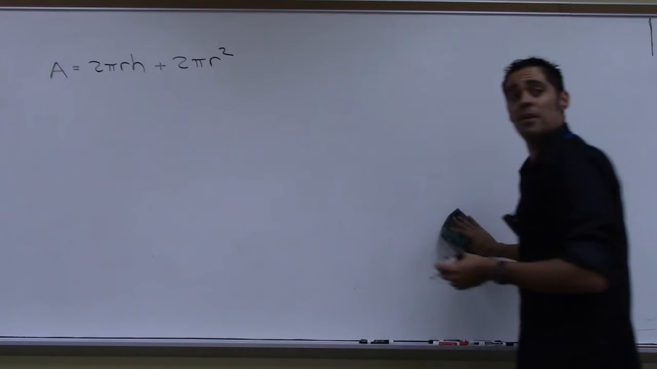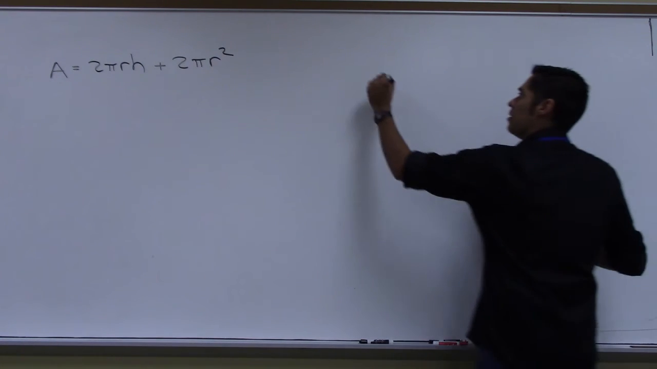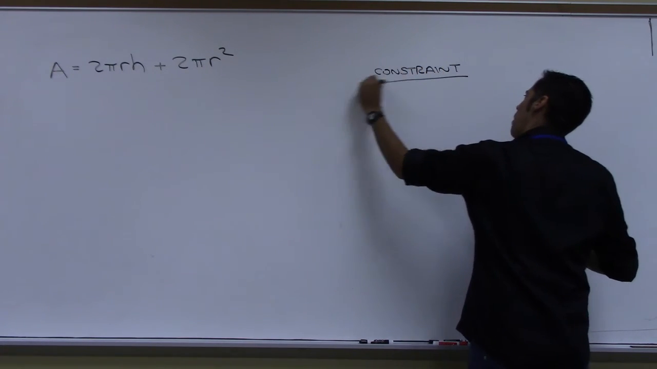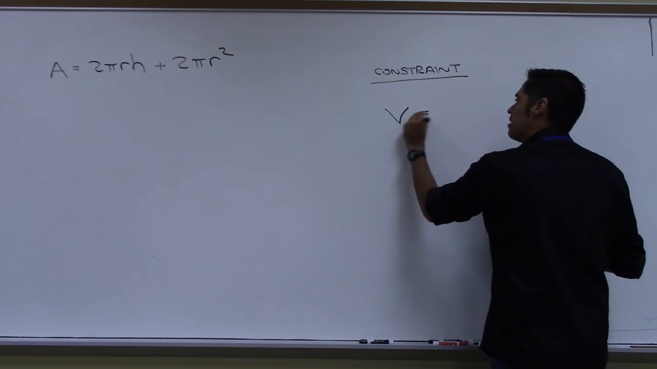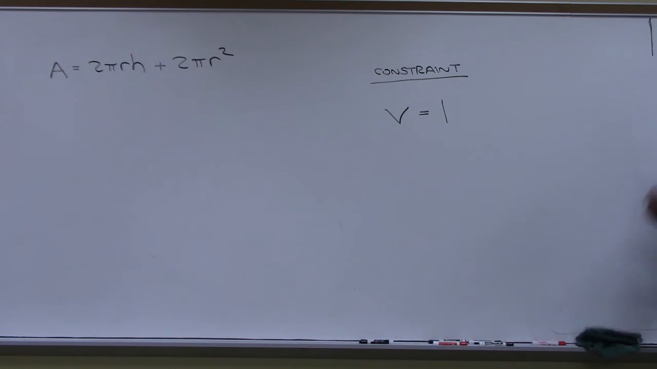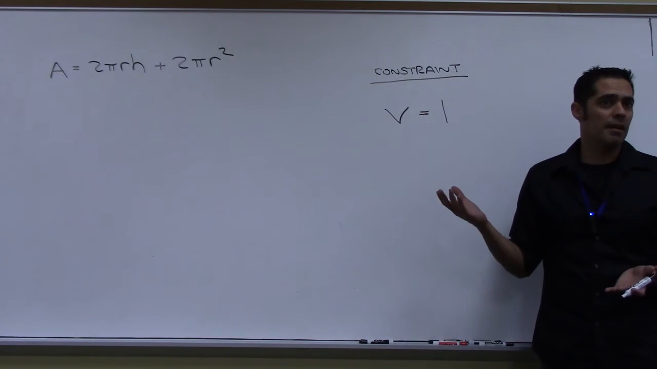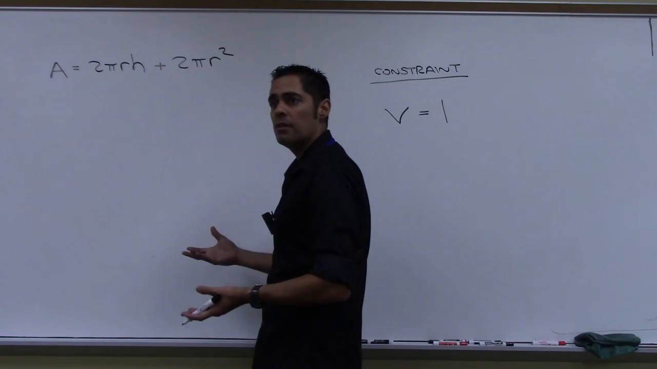That's right. The volume is restricted here, isn't it? The constraint is that the volume of this thing has to be 1 cubic centimeter. I'm debating. I'm going to let you decide. I like the idea that we're using 1, okay? It's going to make a lot of the algebra a lot easier.